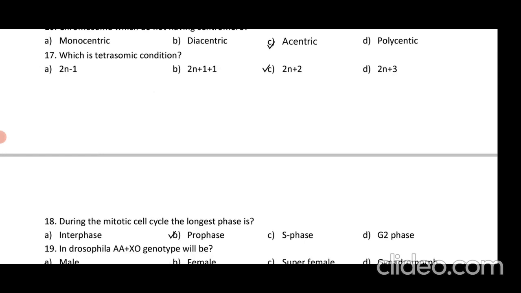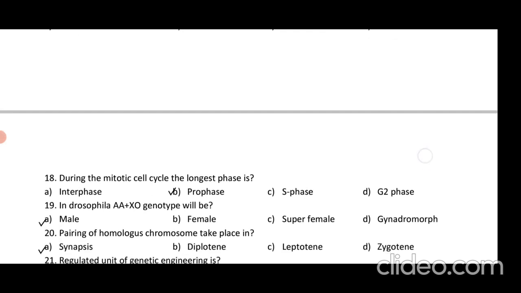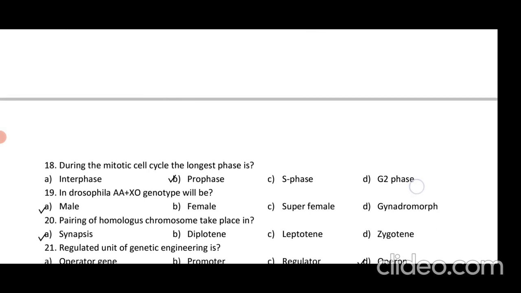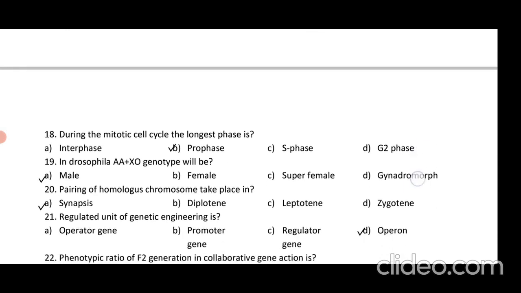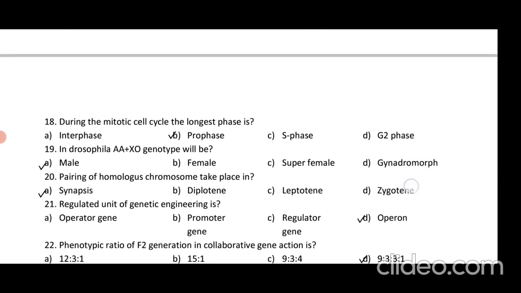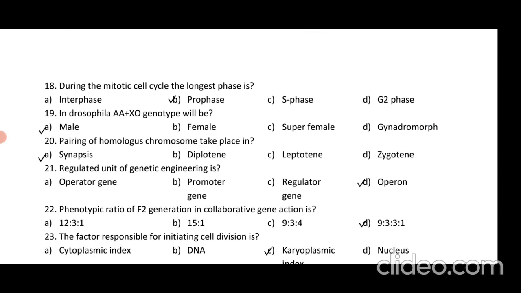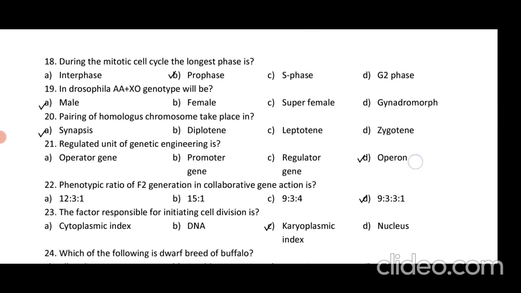During the mitotic cell cycle, the largest phase is prophase. In Drosophila, AA plus X0 genotype will be male. Pairing of homologous chromosomes takes place in synapses. Regulated unit of genetic engineering is operon. Phenotypic ratio of F2 generation in collaborative gene action is 9:3:1. The factor responsible for initiating cell division is karyoplasmic index.